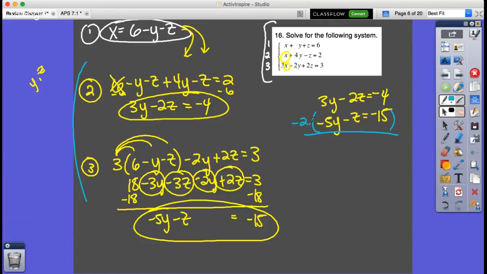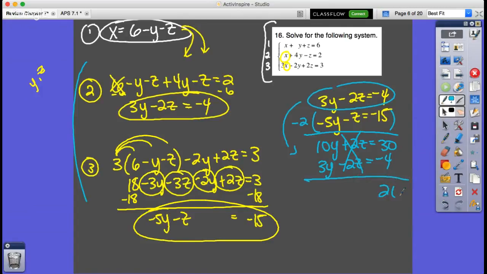So let's multiply the bottom by negative 2 to get 10y plus 2z equals 30. Make sure the signs are turned into positive, and they all are. We bring this one down below. So we got 3y minus 2z. We didn't touch this one. We didn't need to. Because now the z's cancel to produce 26 is equal to 13y. Divide by 13. y would be equal to a value of 2.